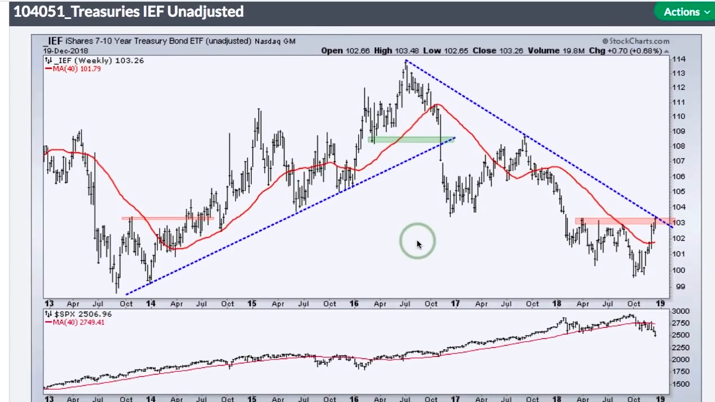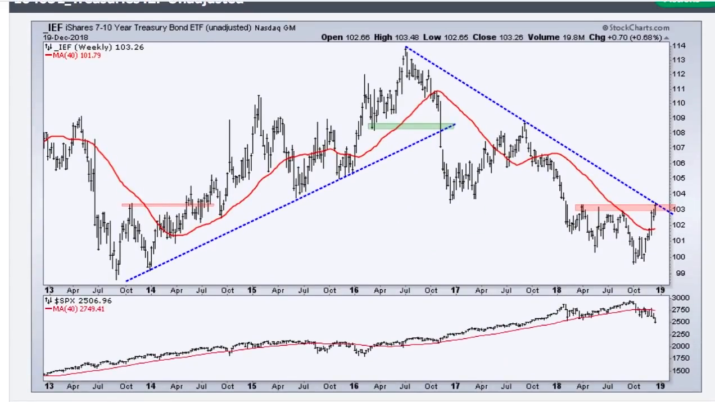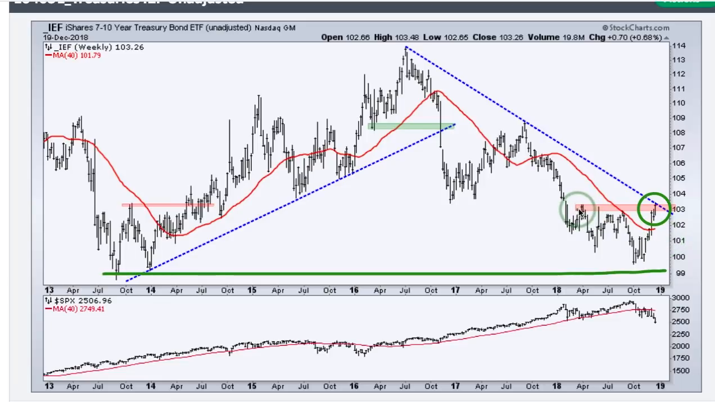Now here's the IEF, the unadjusted IEF, the 7 to 10 year Treasury bond ETF. And it looks a little bit different, because it came all the way back down to these lows here pretty much with the recent decline. But it is also making a bid to break out above this trend line. I don't put too much credence in trend lines. I'll use lines to mark boundaries of patterns, but that's about it. And then you have this resistance zone here that we're trying to get a breakout and move higher.